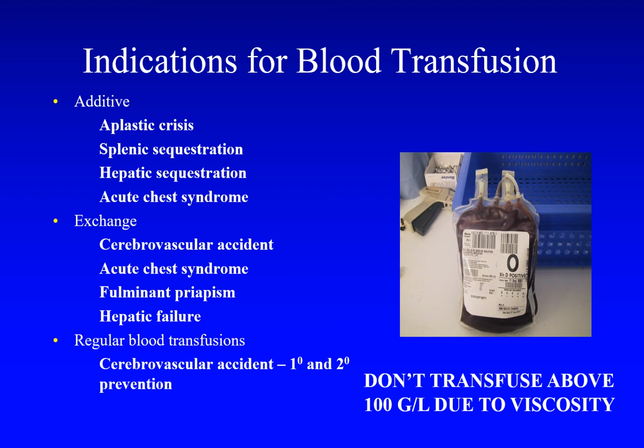So in the event of a stroke, they'll need an exchange, and the reason why a top-up is not adequate is because you want to bring the S percentage down to less than 30% to reduce that risk of stroke or reverse it. In acute chest syndrome, if a top-up is not adequate, very occasionally if priapism does not go away despite all of the other measures, and regular blood transfusions are given to patients who have had a stroke.